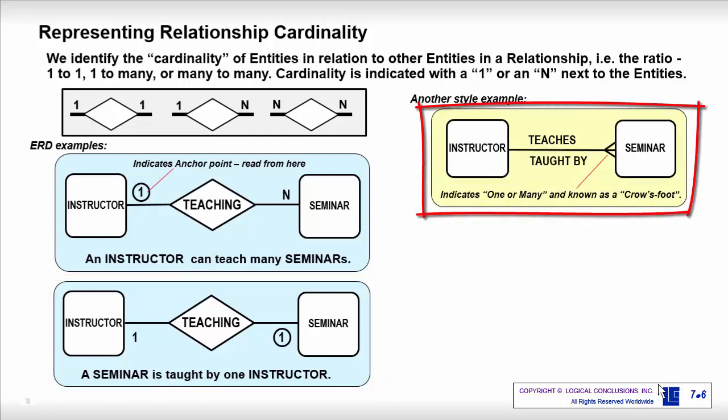On the right, I've shown another style model showing the same example of instructor and seminar, but with what's known as a crow's foot symbol indicating a many relationship. Actually, it indicates a potential of many, so it really indicates 0, 1, or many.